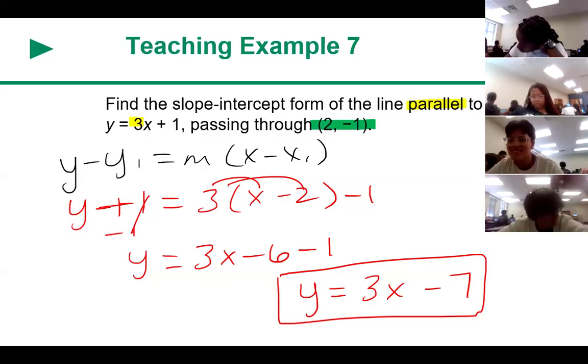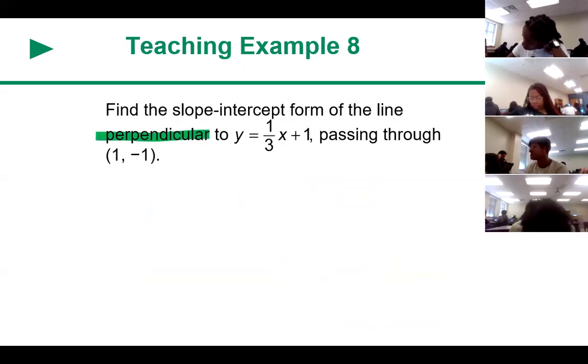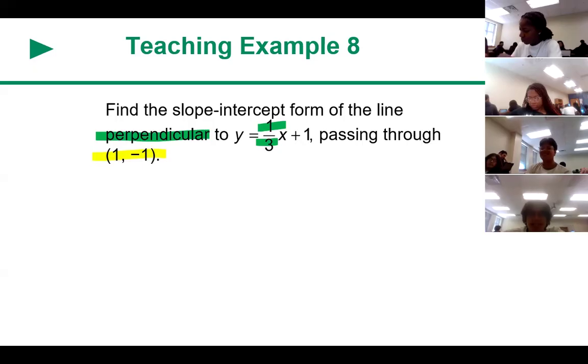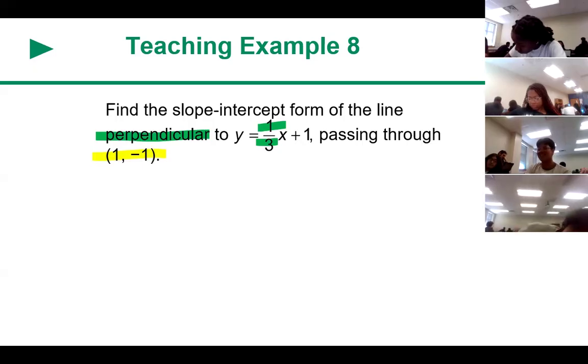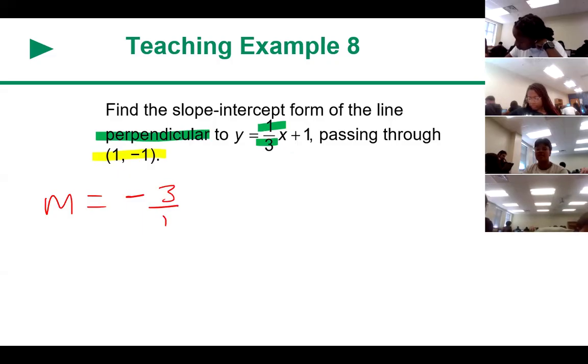All right. So that's our parallel example. So let's look at our perpendicular. Notice this time it says we're perpendicular. And because we're perpendicular, that means that we have opposite reciprocal slope. So our slope is not the same. Your slope is going to change, okay? But the point that we're using is 1, -1. So the first thing that we're going to do is identify our new slope. If this is positive, our new slope has to be negative. And if it's 1/3, our new slope has to be 3/1. So our new slope is simply -3.